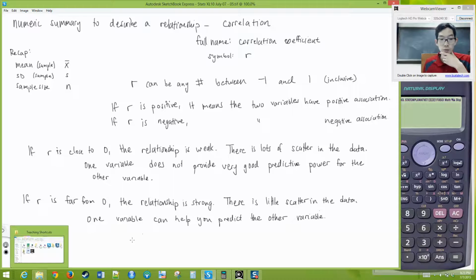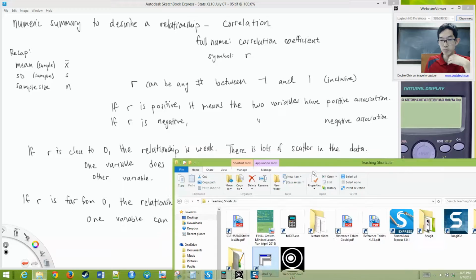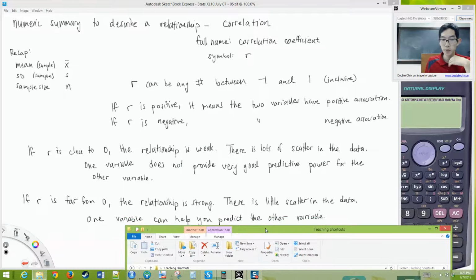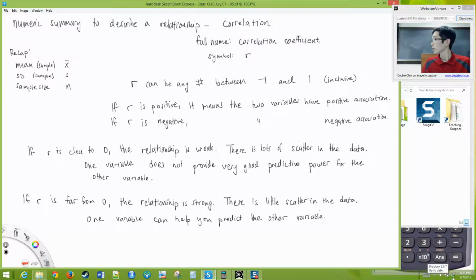It's okay? Yeah. Okay, go ahead and keep writing. I'm going to look up, sorry here. I'm going to show you some example graphs of different scatter plots and their R values.